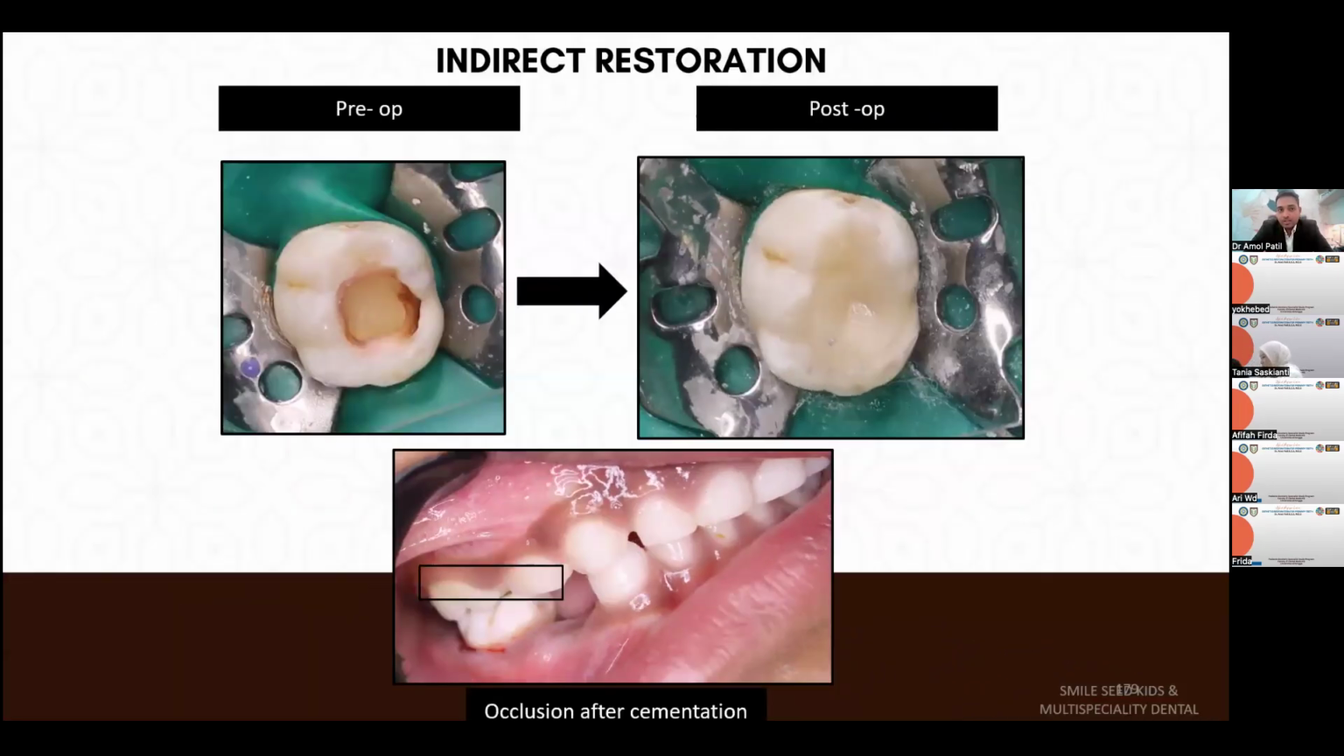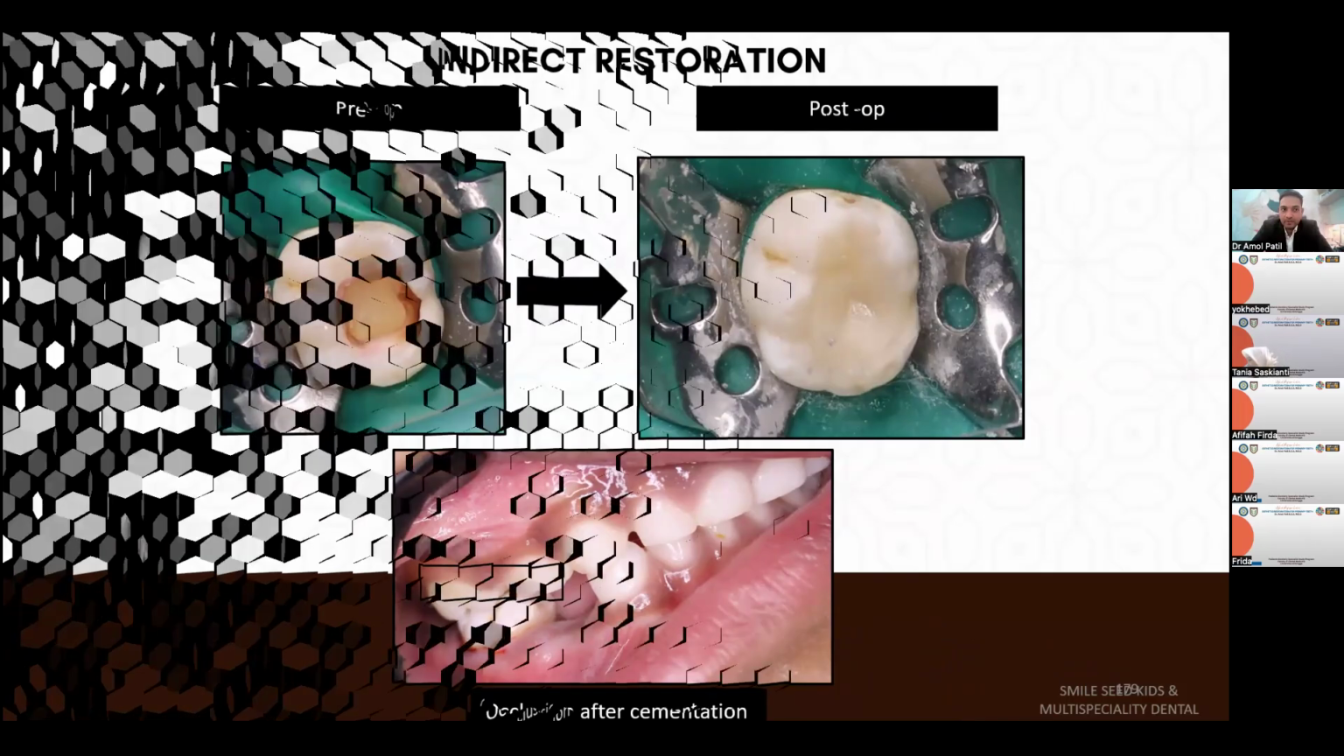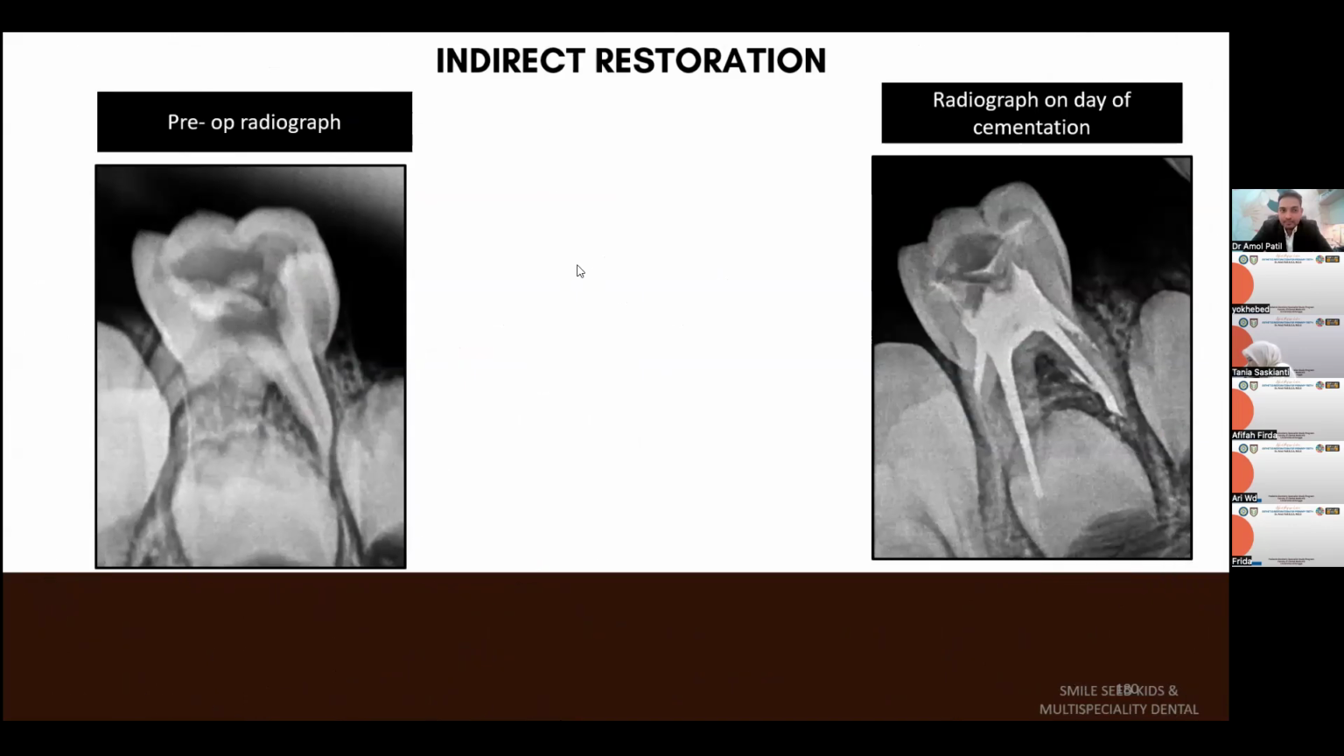Again, plaque accumulation is less as compared to strip crowns or bioflex crowns. The reason being these are high grade indirect resins, which are highly polished. Because of that, there is no plaque accumulation on these restorations, and wear through is also not evident. As these are resin materials, radiographically you can't see them. So this is the pre-op and the post-op picture, post indirect restoration. Radiographically, it's not visible.